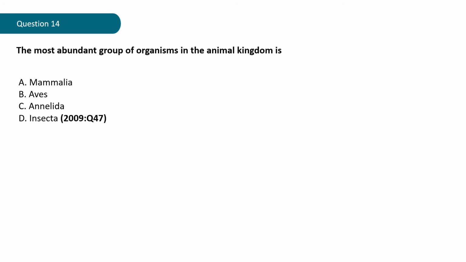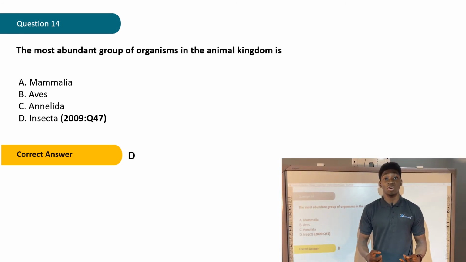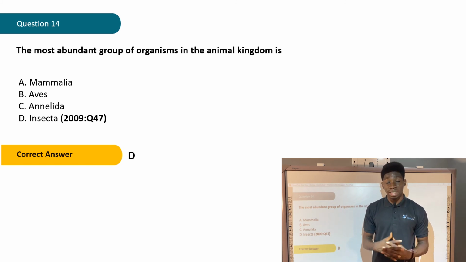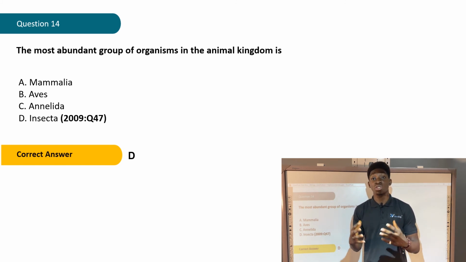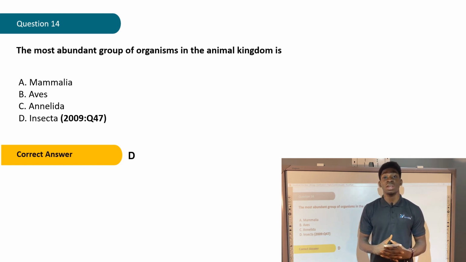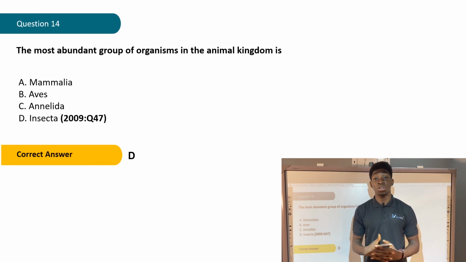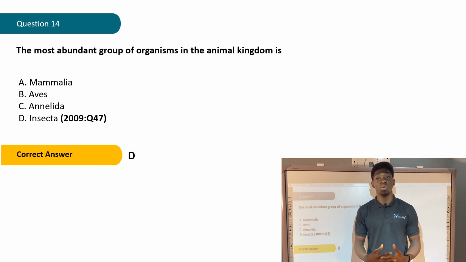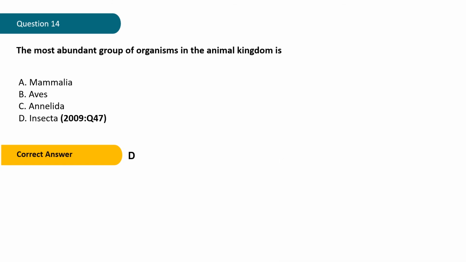Now let's check out what the correct answer is. The correct answer is D. Insecta. When we say the most abundant group, we are talking about the group that takes the most of the population or the most size in this kingdom. So in the animal kingdom, Insecta is the group that takes the most population. We have insects the most in the animal kingdom. 70% of the animal kingdom is made up of insects. That's what we mean. So the insects are the most abundant group in the kingdom Animalia.